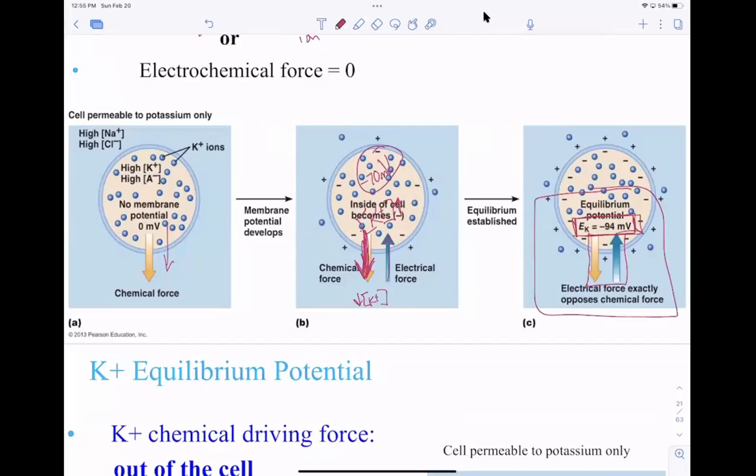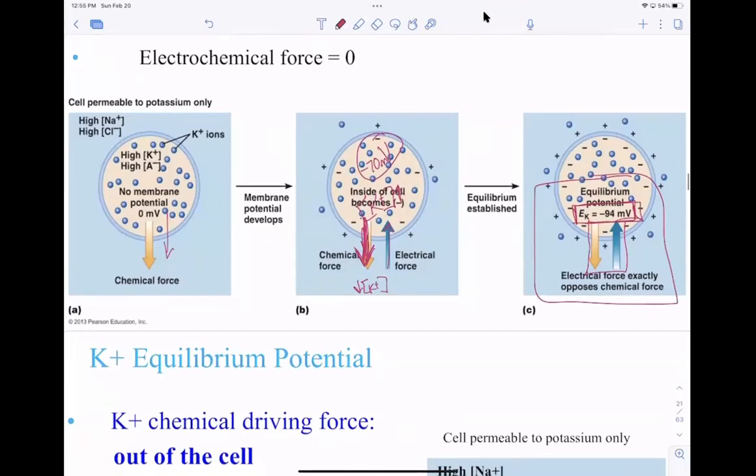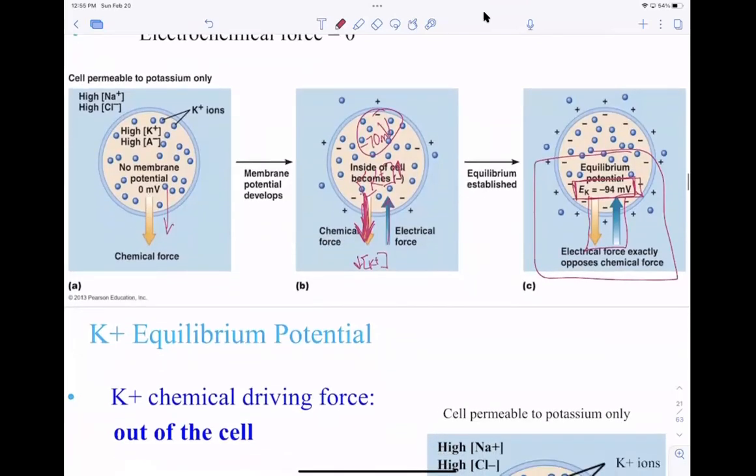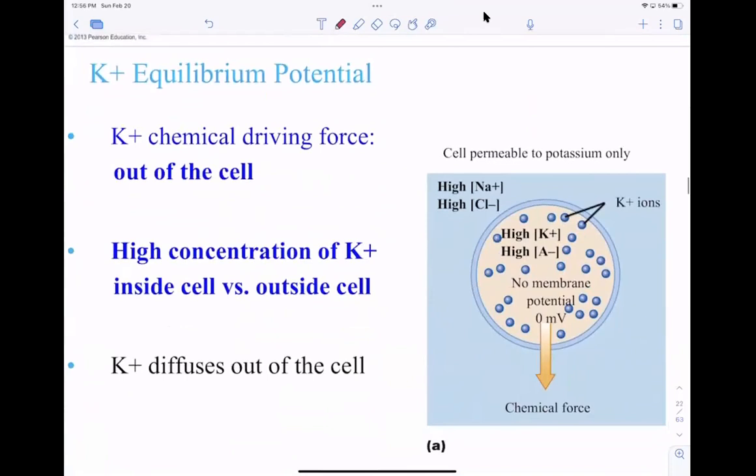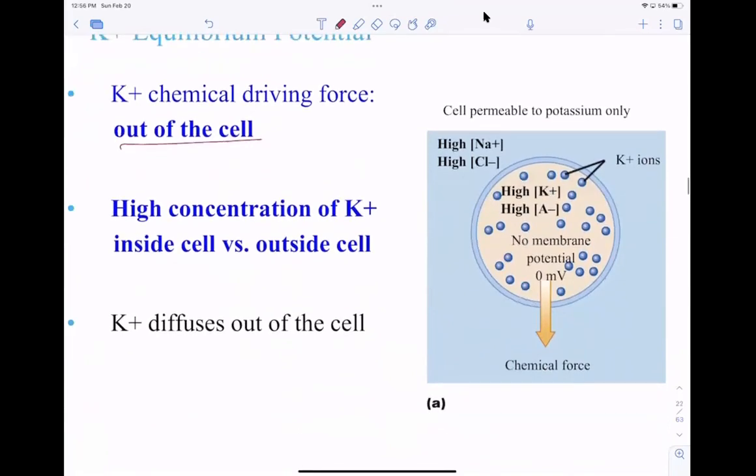Now there's an equation that you can mathematically figure out the equilibrium potential for each ion. We're not going to go through that equation, but you will reach negative 94 millivolts. That is to say, potassium wants to keep leaving the cell past its resting membrane potential at negative 70. It will only stop coming out of the cell at negative 94 millivolts. So potassium has a chemical driving force to leave the cell because there's a high concentration of potassium inside versus out.